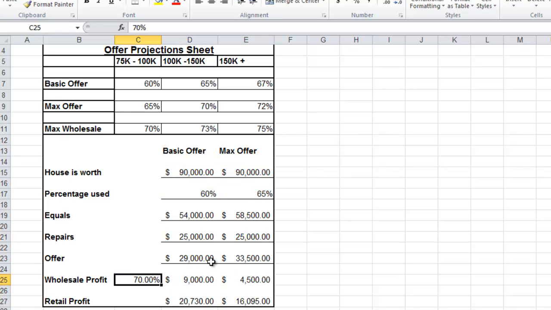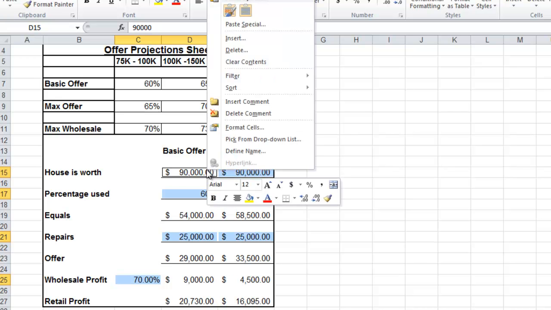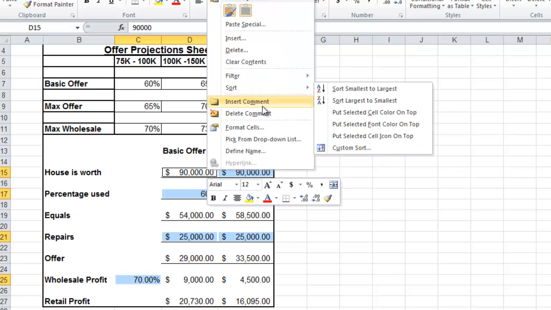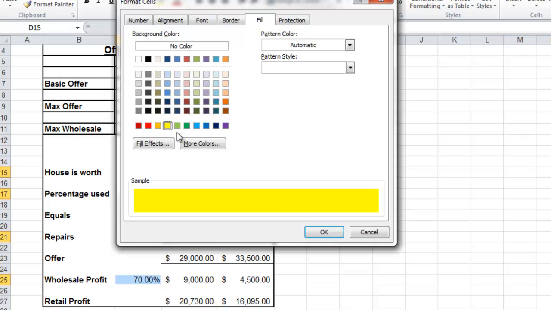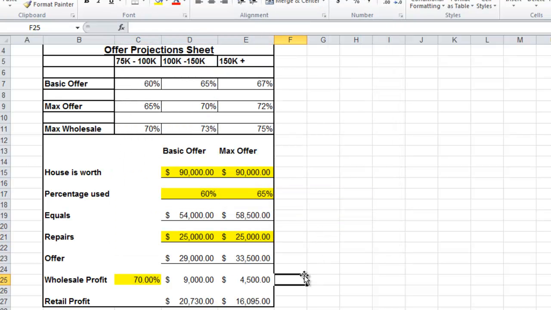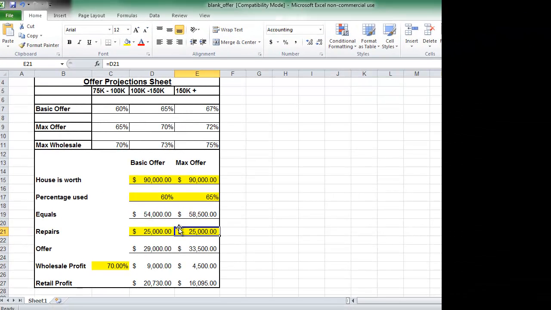You update that cell, this cell, and these cells. You go ahead and the fields in yellow are the ones that you want to input your data, and then the numbers below will be calculated for you.